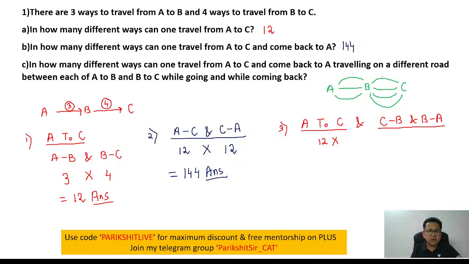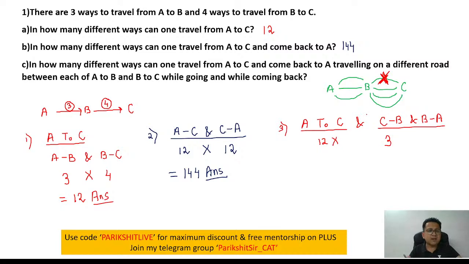C to B, right? But you used one of the ways in your first journey. So let's say when you went from B to C, you used this topmost route. So while coming back, you'll have to come via a different route. That would mean you cannot use the topmost route. So how many ways are there? Out of 4, 1 is gone. There are only 3 ways.